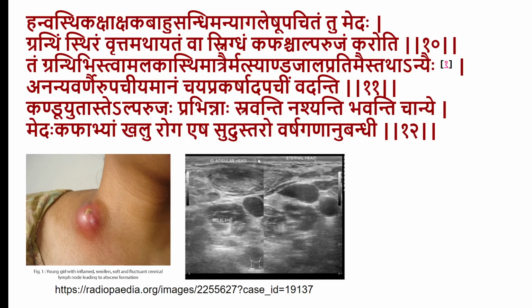Sravanti, Nashyanti, Bhavanti. The swellings could be discrete, or they may not be adherent to each other in case of neoplastic lesions, or non-tubercular lesions like Hodgkin's disease. Hodgkin's disease can present with lymph node enlargement where the lymph nodes may not be adherent to each other. Whenever they are not adherent to each other and periadenitis is absent, it could be a lymphoma like Hodgkin's or other lymphomas, and non-tubercular neoplastic lesions have to be suspected. They may not have pus formation, but they tend to become very chronic. Varshagananubandhi and Sudustaraha, they are difficult to treat.